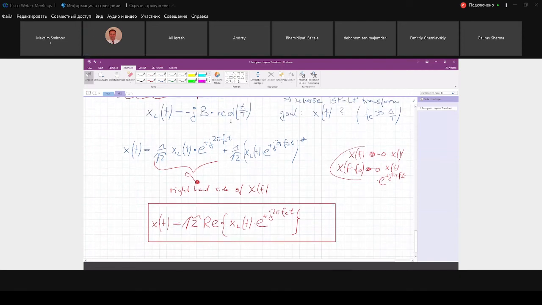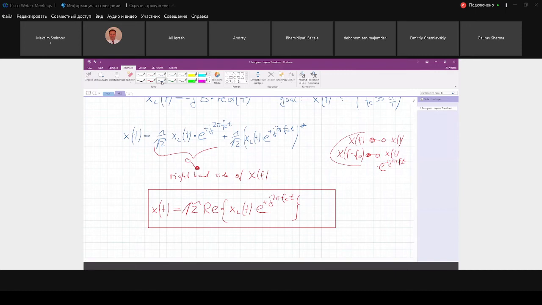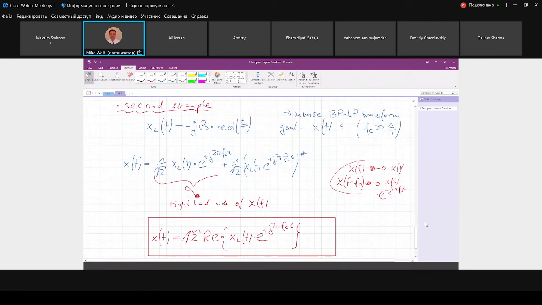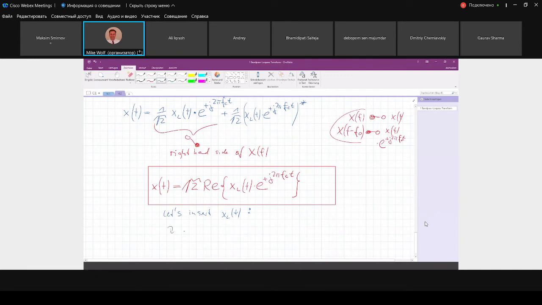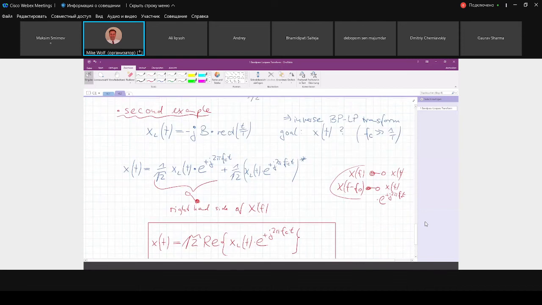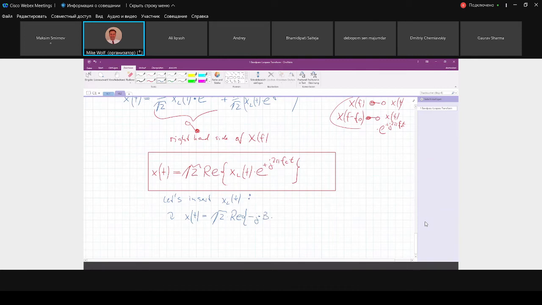Okay, we insert this now. Let's insert x l of t. Now let's say we do this. You see, it's purely imaginary here. So we insert this. Therefore, x of t is equal to, for this example, square root of 2 times the real part of, so what is the example? Minus j, just minus j times b, it's an amplitude, times rect of t by T. This is x l of t.